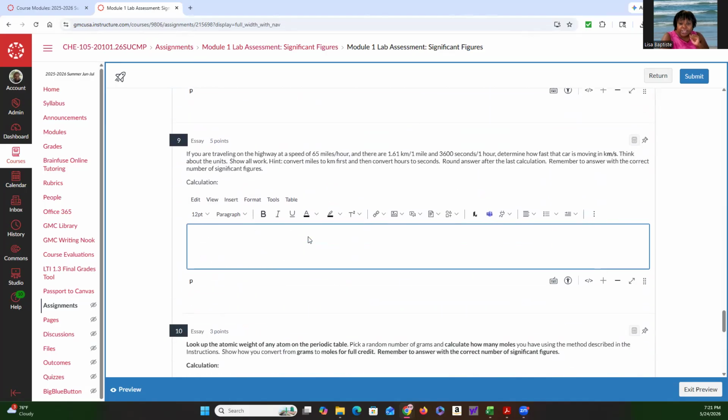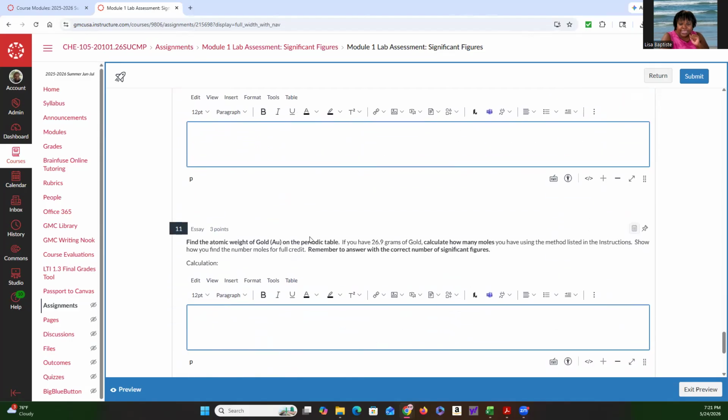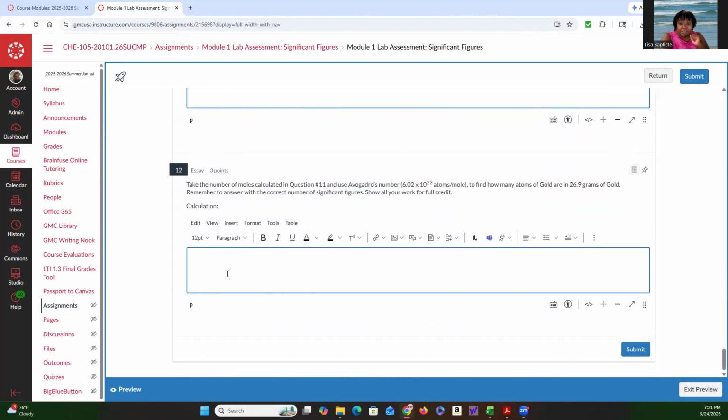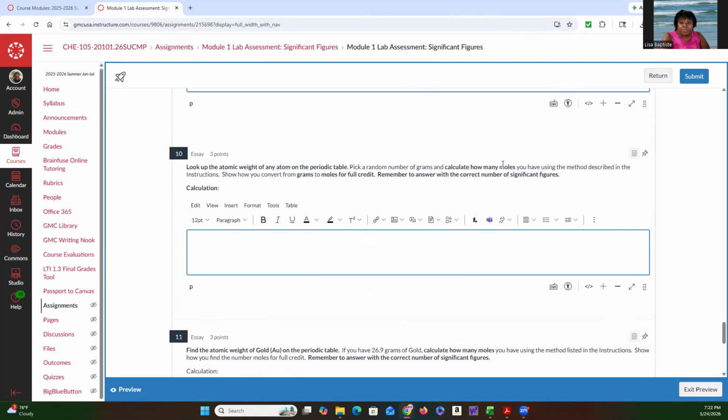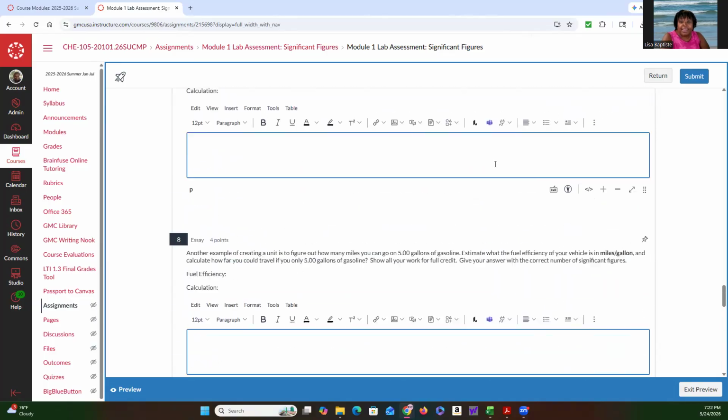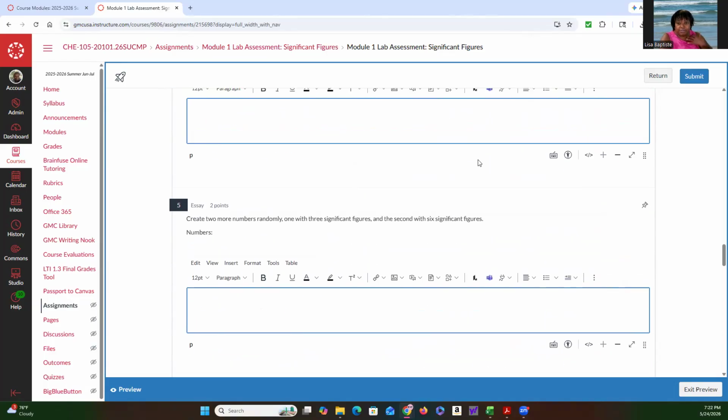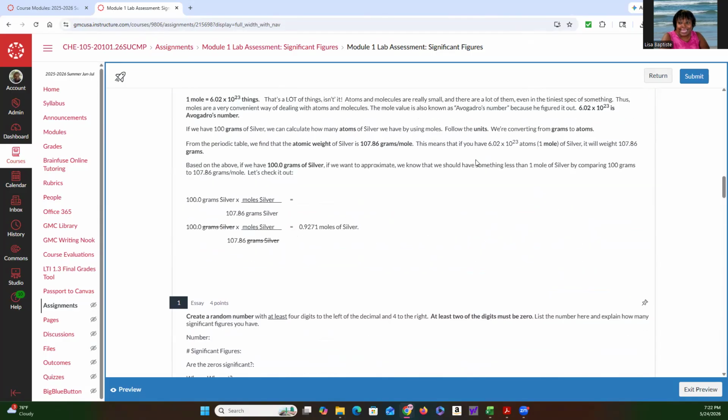And so you're going to type in your answers directly into the answer box and make sure that you read the questions thoroughly and that you show all of your work. Okay, see where it says show all your work for full credit? Very important. All right, these are worth 3 points. You don't want to get partial credit or lose points because you didn't read the instructions carefully. So make sure that you read the instructions carefully. If you have questions, all right, please reach out to me and let me know.